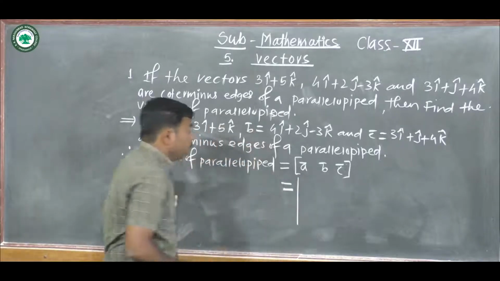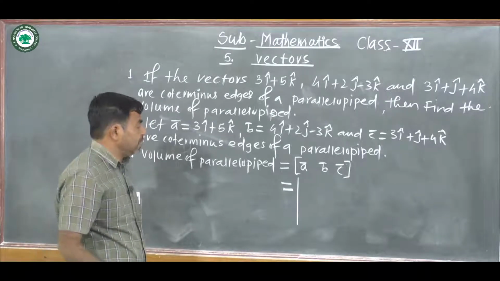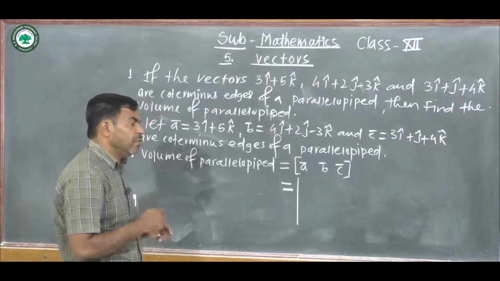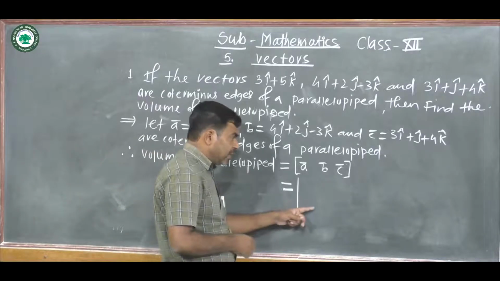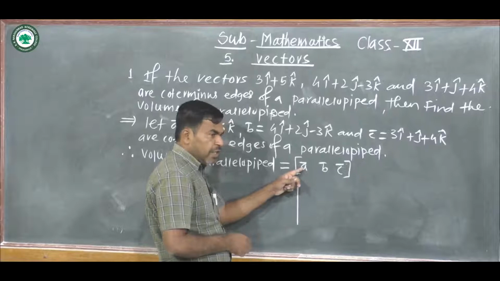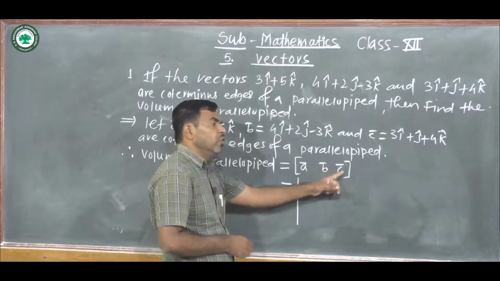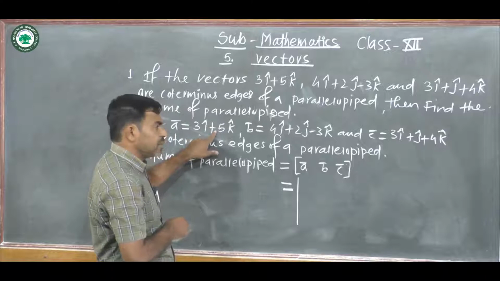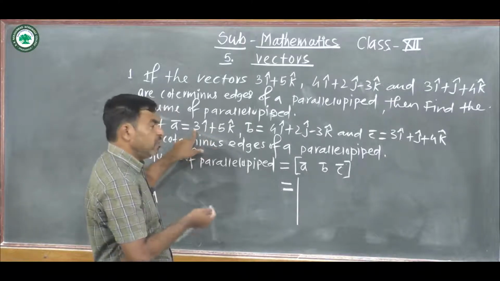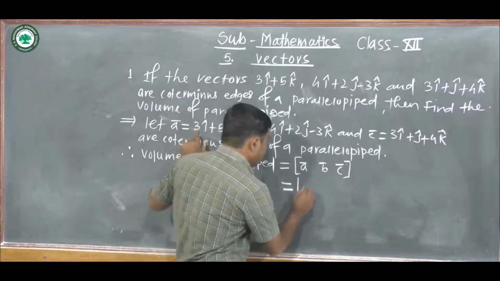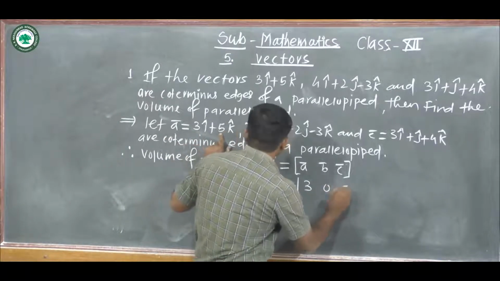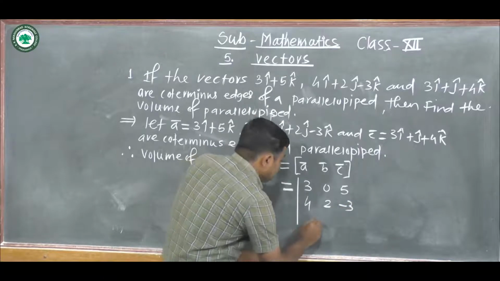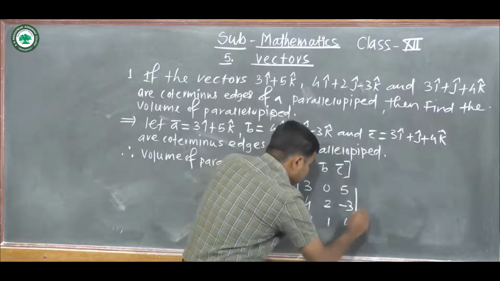To solve the box product, the scalar triple product of three vectors, we use its definition in the form of a determinant. It is a 3 by 3 determinant in which the first row is the coefficients of i j k in A bar, the second row is the coefficients in B bar, and the third row is the coefficients in C bar. In A bar it is 3, and the term with j cap is absent, so we take the coefficient of j cap as 0. So it is 3, 0, 5. In B bar it is 4, 2, minus 3, and in C bar it is 3, 1, 4. Now solve this 3 by 3 determinant.